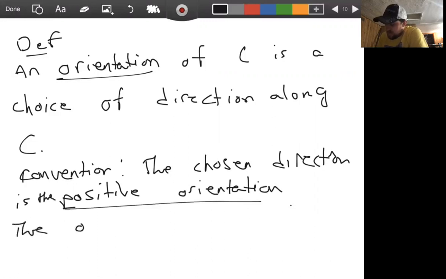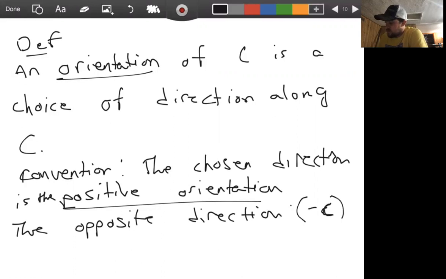The opposite direction, which we'll denote by negative C. So if you choose an orientation for a curve, well, then if you traverse the curve backwards, we'll say that's the curve negative C. But what this means is you flip the orientation. So the chosen direction is the positive orientation. The opposite direction is the negative orientation.